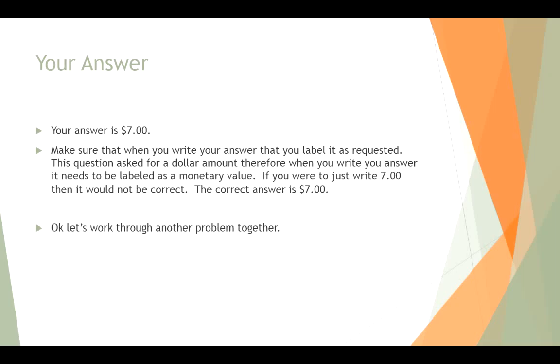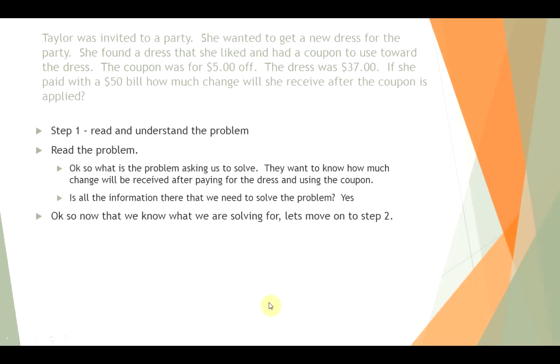Okay, so let's work through another problem together. Taylor was invited to a party. She wanted to get a new dress for the party. She found a dress that she liked and she had a coupon to use towards the dress. The coupon was for $5 off. The dress was $37. If she paid with a $50 bill, how much change will she receive after the coupon is applied? Okay, so we just read the problem.